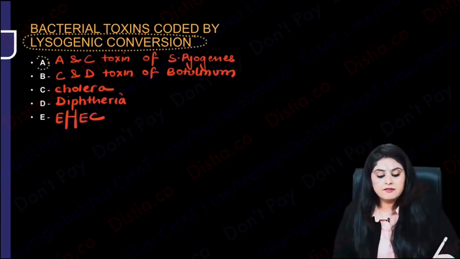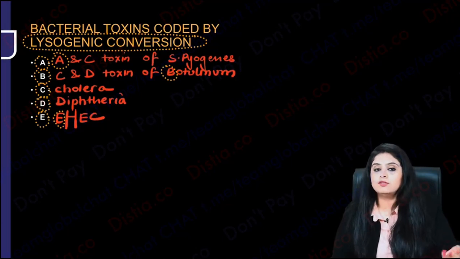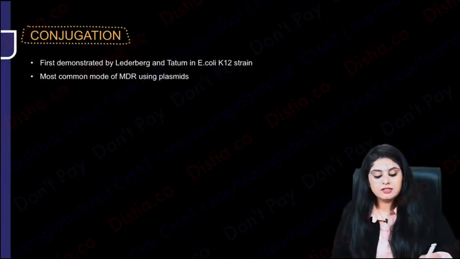Repeating, A is for A and C toxin of Streptococcus pyogenes, B is for the botulinum toxin, C and D. C is going to be the cholera toxin, D is diphtheria toxin, E is going to be enterohemorrhagic E. coli. So transformation and transduction are done. We are going to move on to the last one, and that is conjugation.